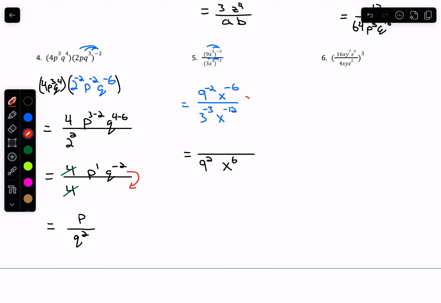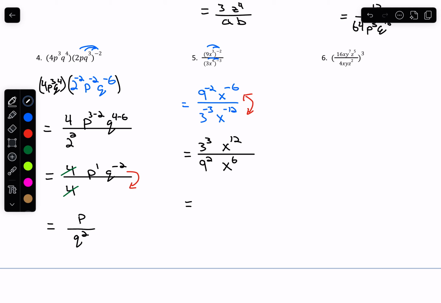So I'm literally just taking this whole fraction and flipping it upside down. So the 3 cubed is going to be on top where it becomes positive 3, and x to the 12 also goes on top where it becomes positive 12. I personally find this much easier to work with because I don't have to think about the negatives now.